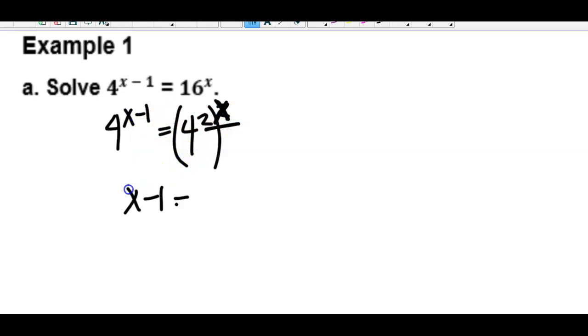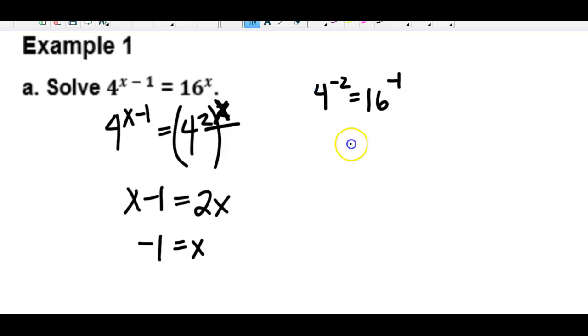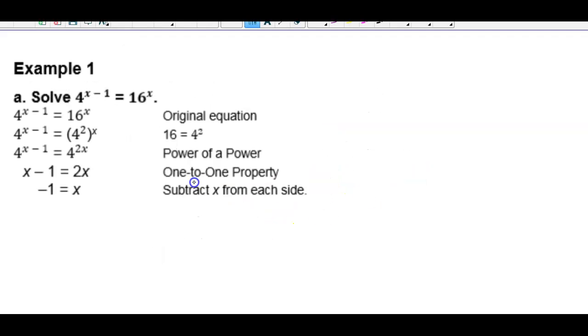So x minus 1 would equal 2x. Subtract an x from both sides, and you get x equals -1. If you put it back in, you get 4 to the -2 equals 16 to the -1. Which would be 1 over 4 squared equals 1 over 16, so that works. Just proving to you that it works.